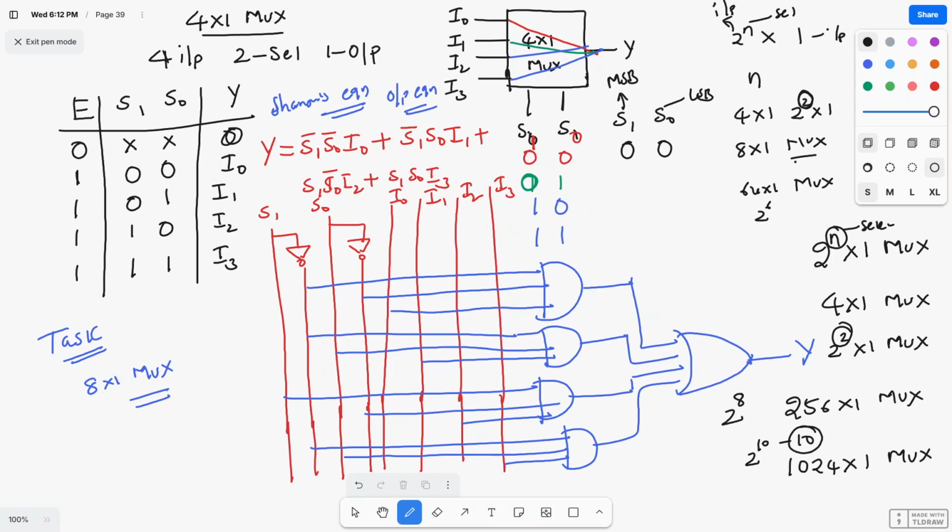Task. Yes, this one is task. This one you need to design and you need to show. Yes, sir.